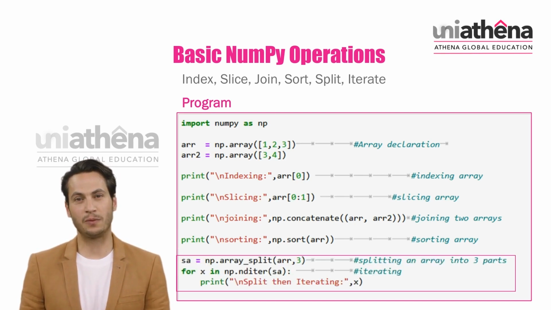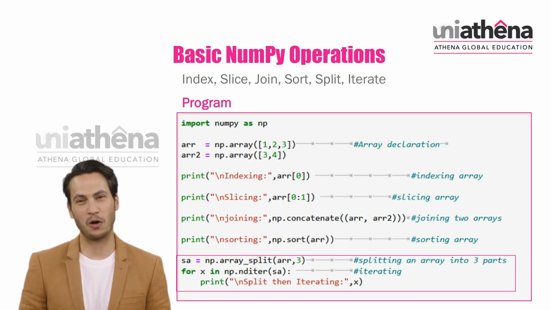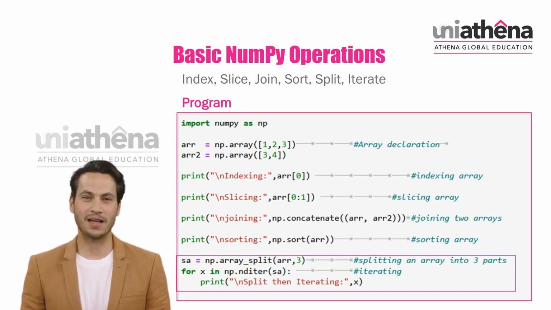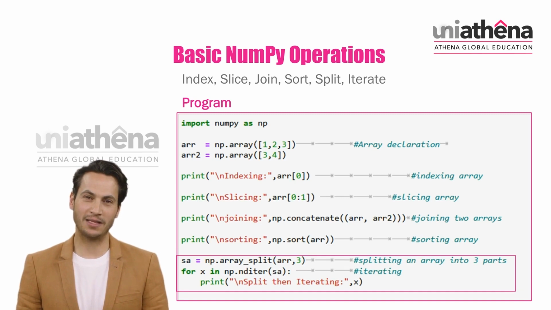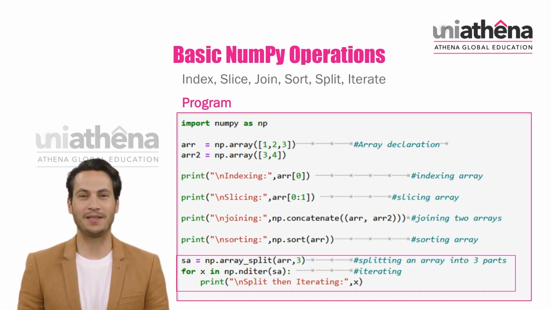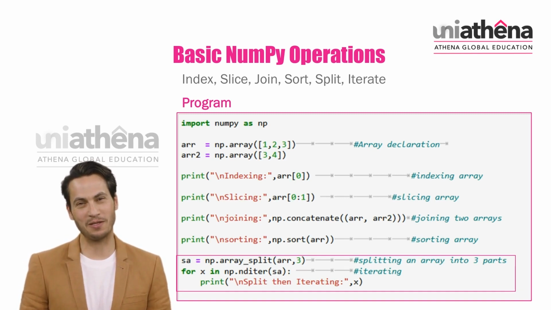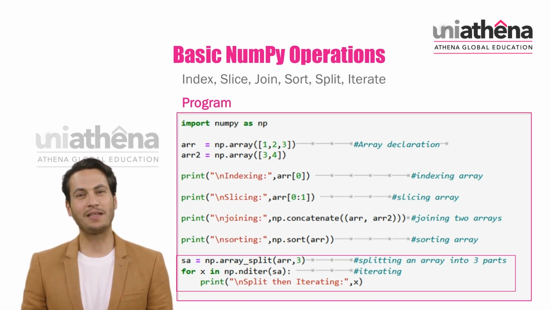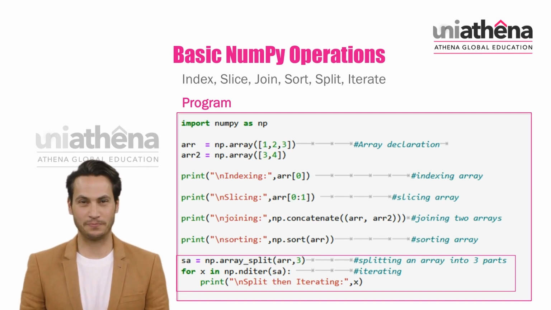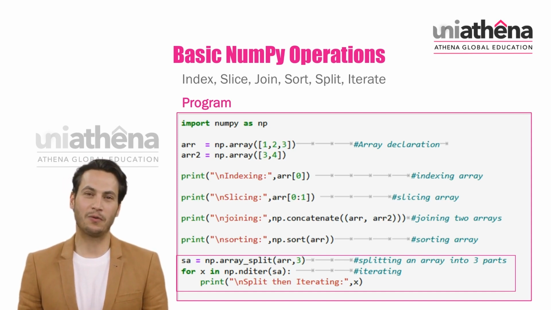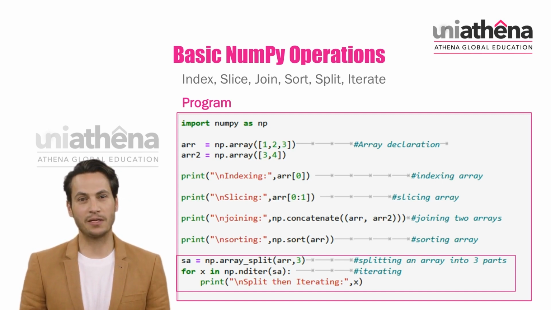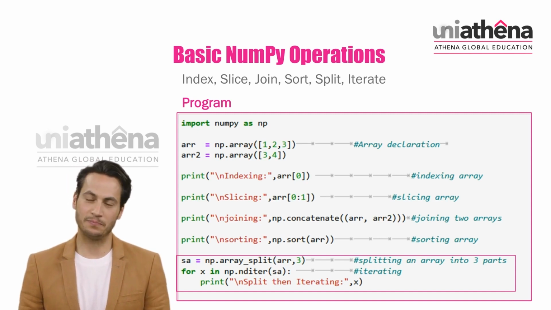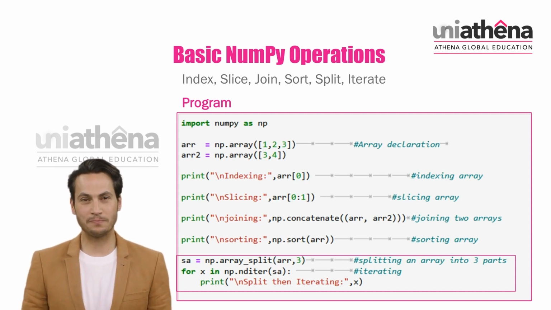Moving on, let's split the array into three parts and iterate over them. Let's take a variable, say SA, to store the split array and type SA equals np.array_split open bracket array comma 3 close bracket. Now to iterate over this array, the NumPy package contains a multidimensional iterator object called numpy.nditer. Each element of an array is visited using Python's standard iterator interface. Let's run this and see our result.